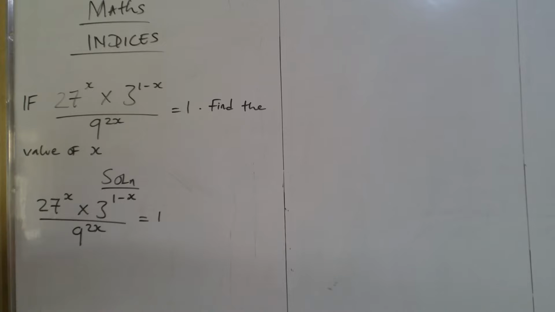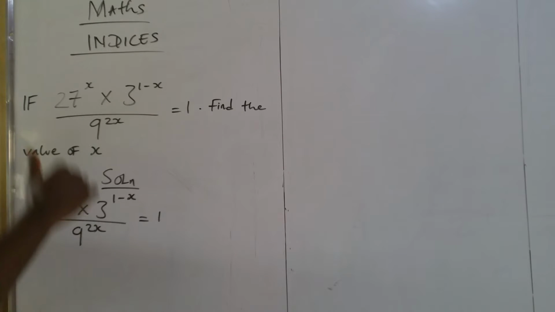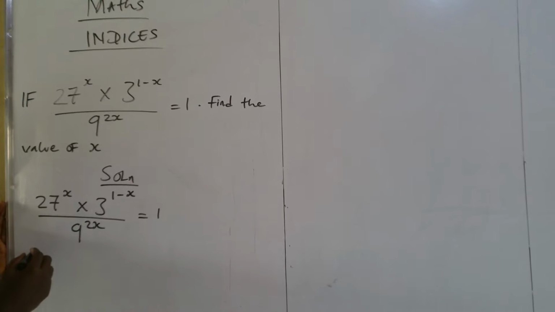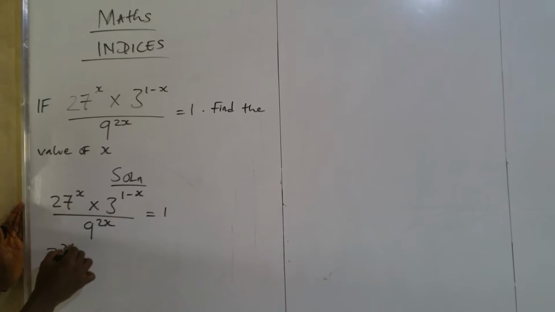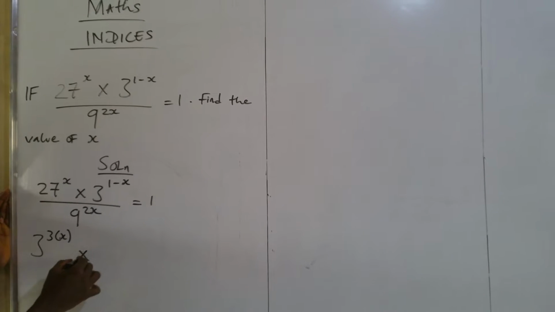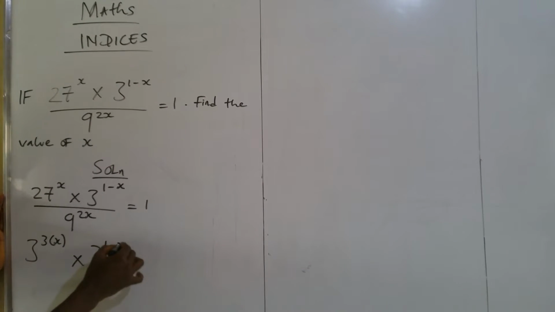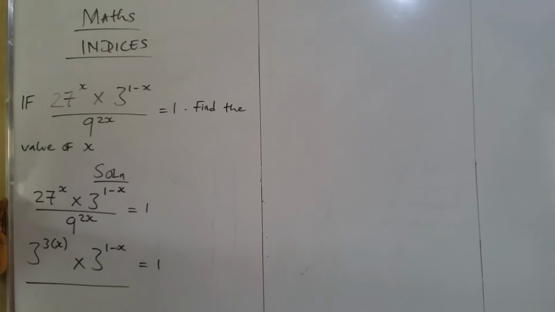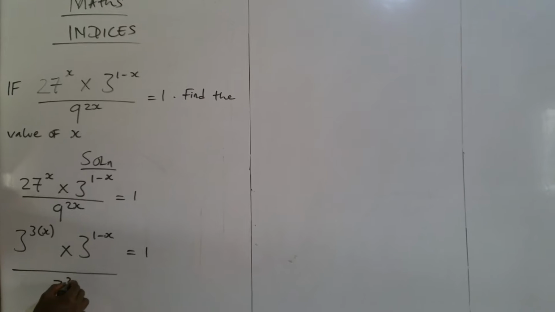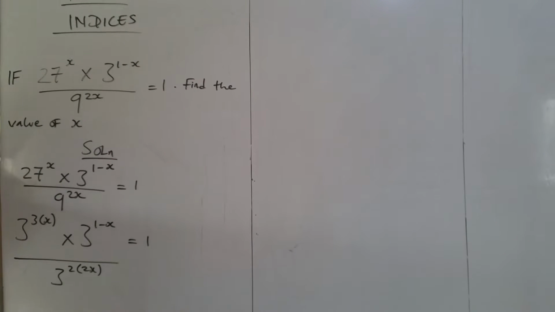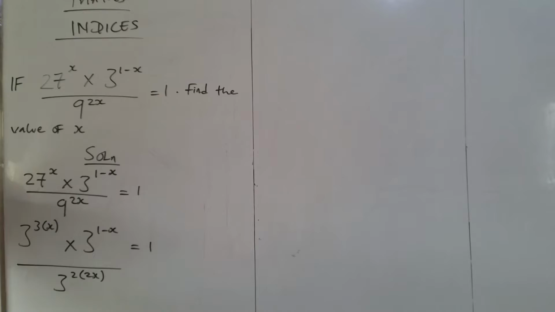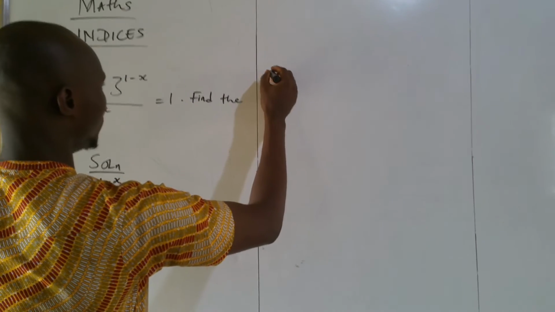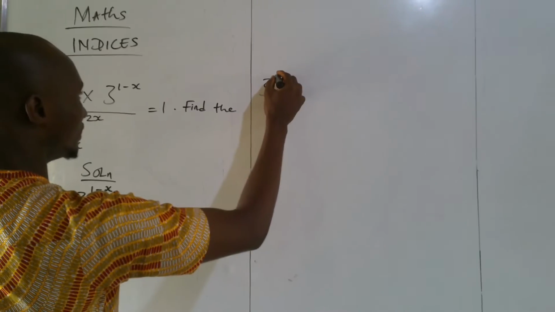Of course, you know that 3 raised to the power 3 is 27 and 3 raised to the power 2 is 9. You get? So, first of all, this is 3 raised to the power 3, bracket x, times 3 raised to the power 1 minus x, equals 1, all over 3 raised to the power 2, bracket 2s. Do you get that? Okay. Over here, this means 3 raised to the power.